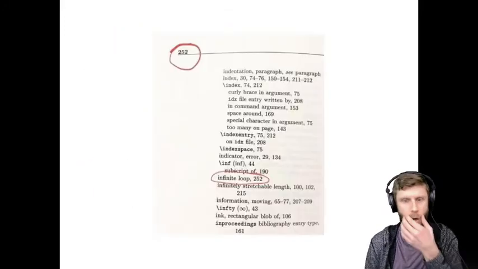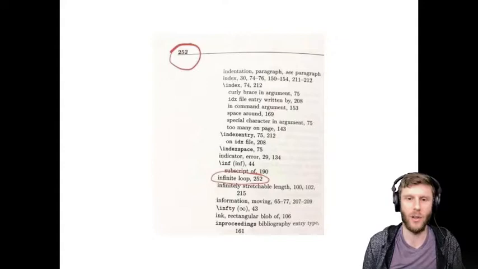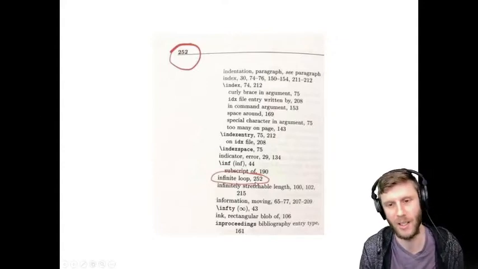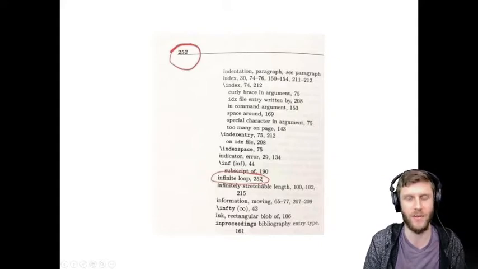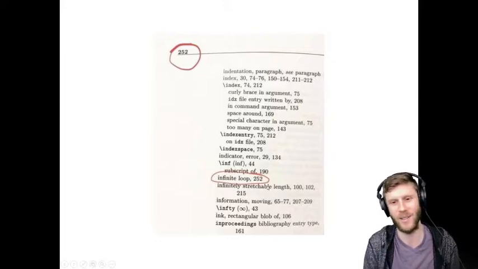Yeah, there we go. And look, here is a joke inside of a textbook. If you look up infinite loop, it tells you to reference page 252, which is page 252, which will tell you to look up. So isn't that a funny joke? Look at that. Computer scientists are such nerds.